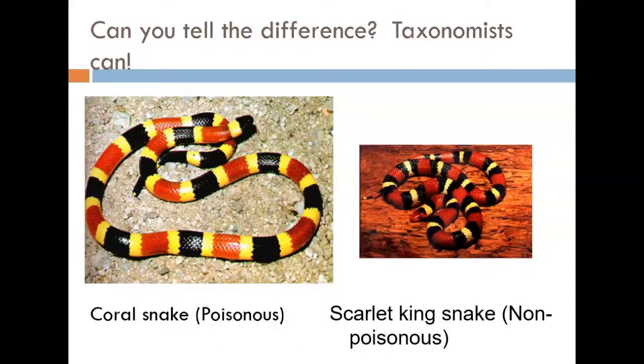So why is naming organisms and classification so important? Well, for one reason, it helps you tell different species apart. So for example, this coral snake is poisonous, whereas this scarlet king snake is not poisonous. And actually, you would have to identify them by their banding patterns. So by naming them and finding out their characteristics and using the scientific naming, we can avoid poisonous snakes and be okay around non-poisonous snakes.